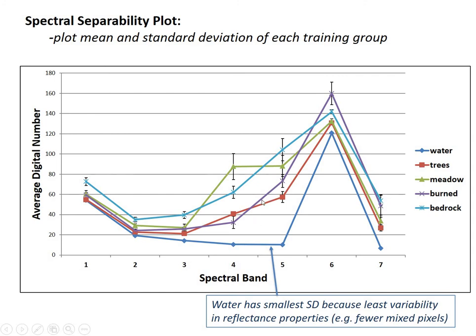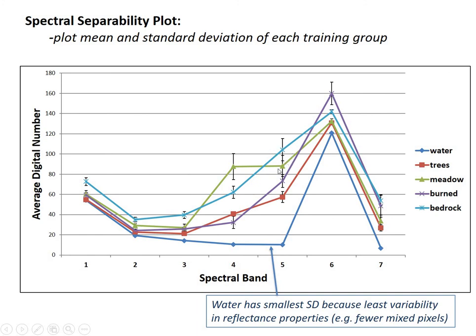In contrast, the burned pixels are a huge spread. Some of them are burned trees, some of them are half-burned trees, some of them are burned trees plus soil or plus rock. So there's a lot of variability within that burned category, which is leading us to a big spread, and that's going to ultimately make it harder to separate from the other classes, because the bigger these standard deviation error bars are, the more overlap there's going to be with the other classes.